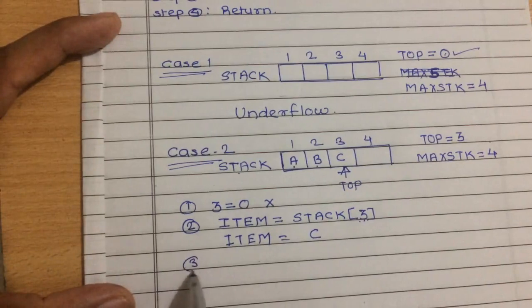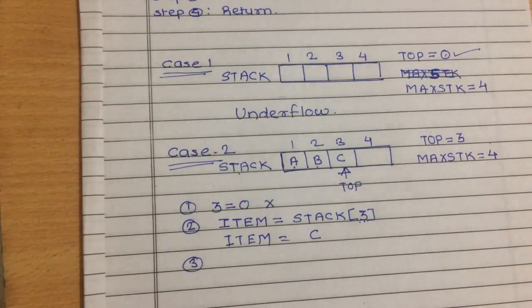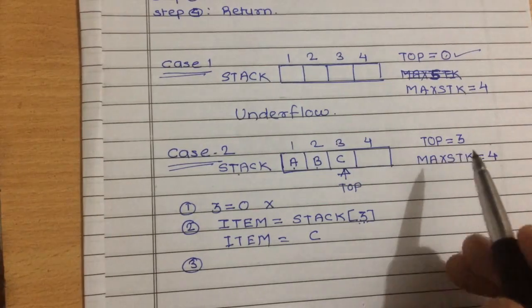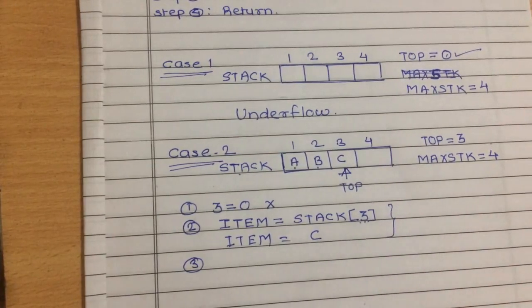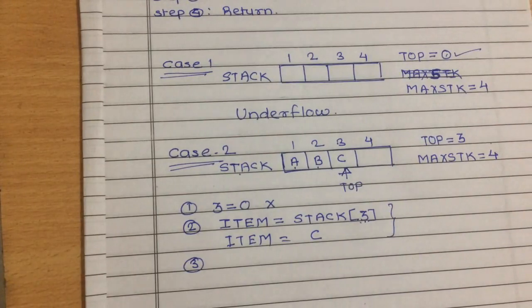Now in the third step, as we have removed one element from the top, what we have to do? Initially 3 elements were there, so that's why we had the value of top equal to 3. As here in the second step we have removed one element, now the value of top is decreased by 1. So we have to decrease the value of top by 1 as we have removed one element in the second step.